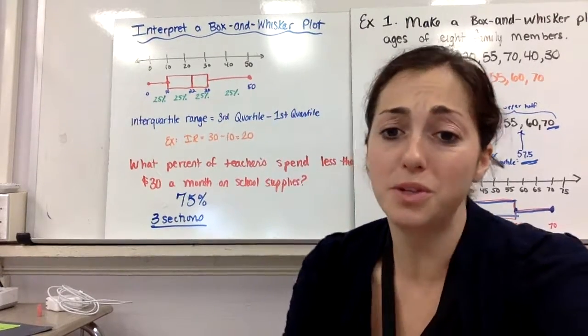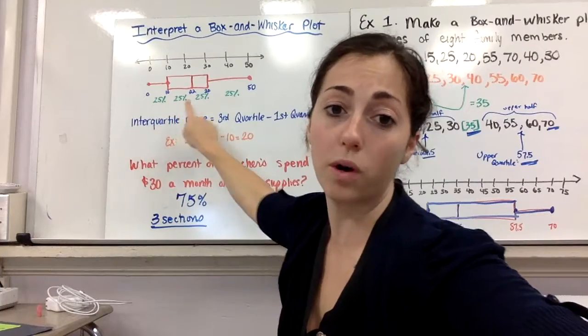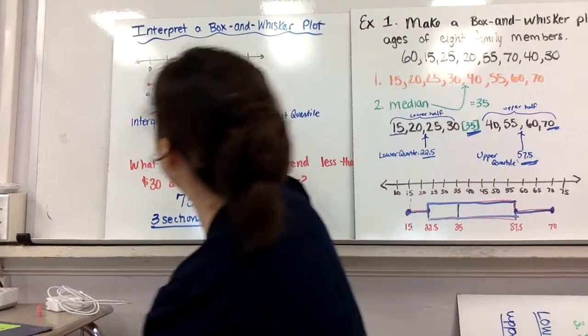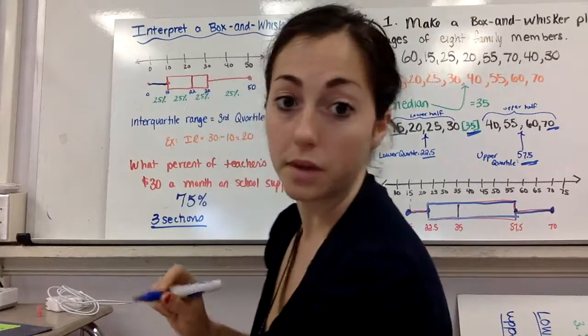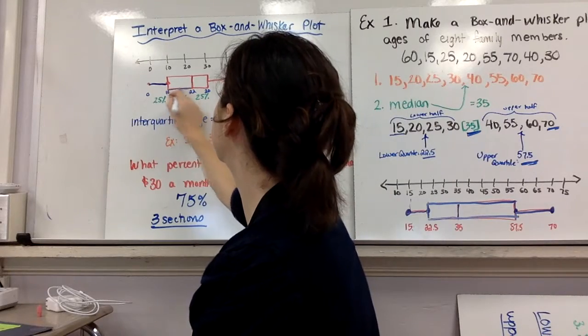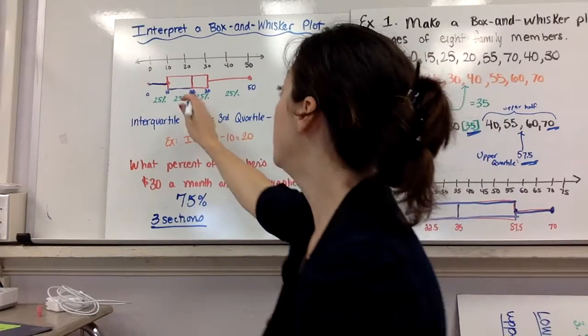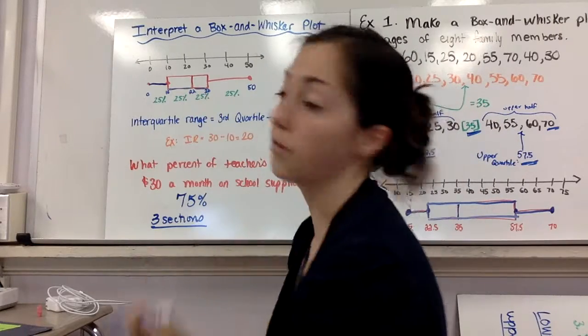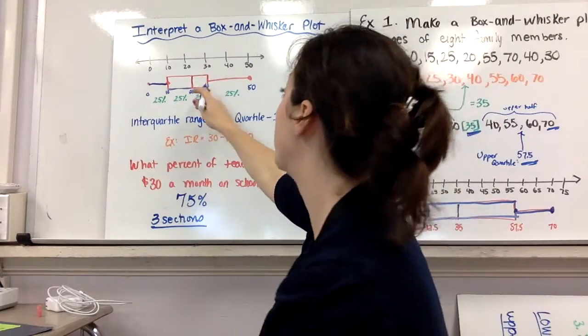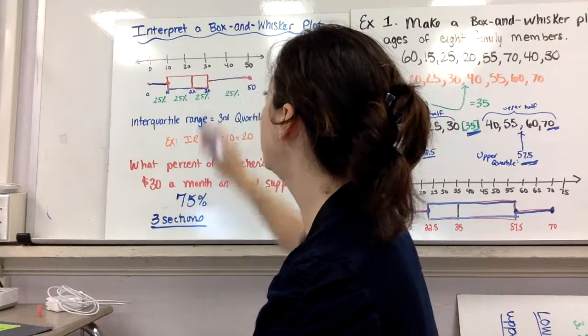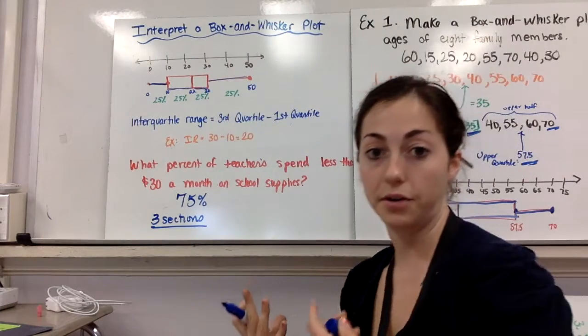So interpreting, we need to know some things. We are split into 4 sections. My first section is my whisker. My second section is this part of the box, from my first quartile to my second quartile. My third section is right here from my median to my third quartile. And then my last section is right here, and that makes up the entire thing.